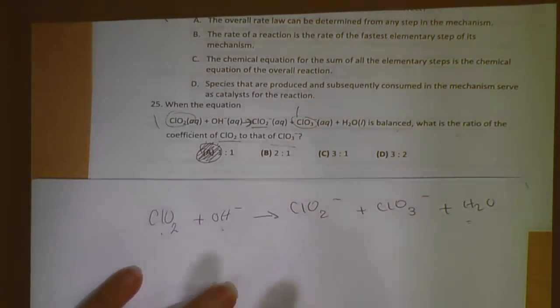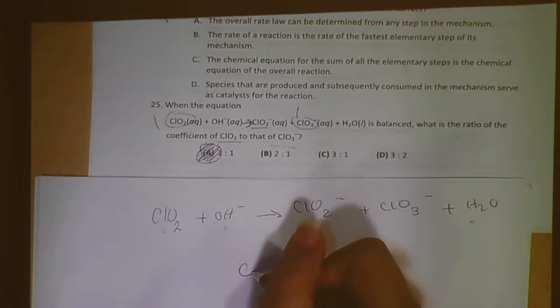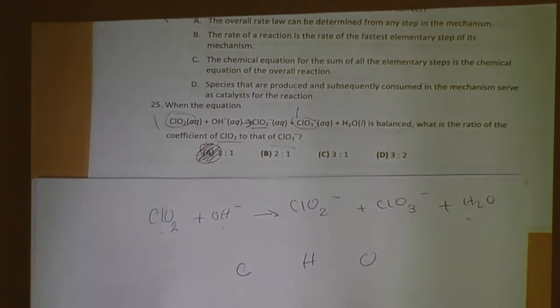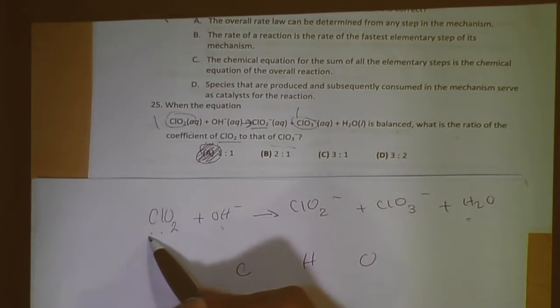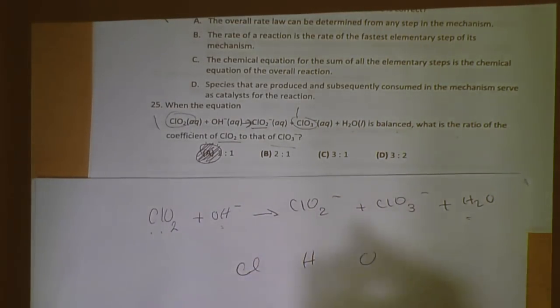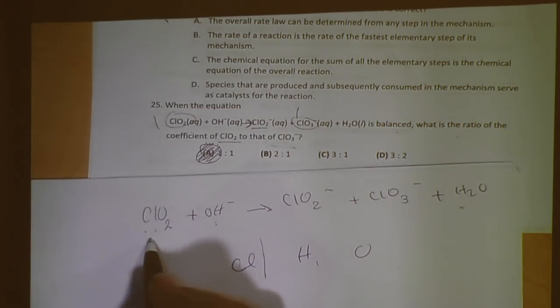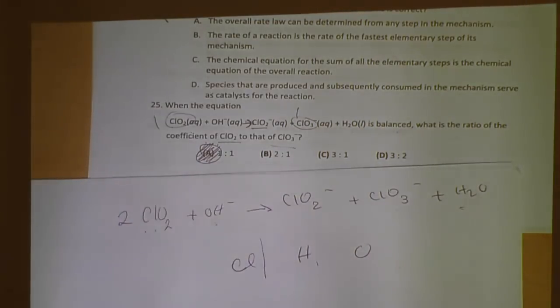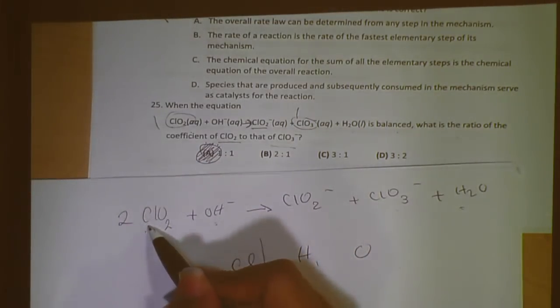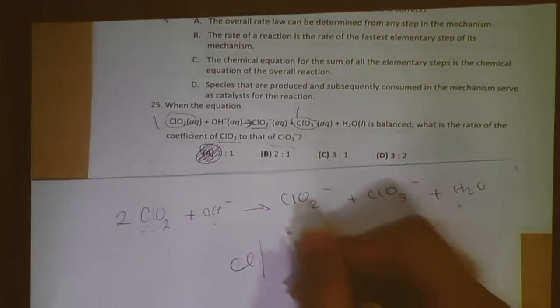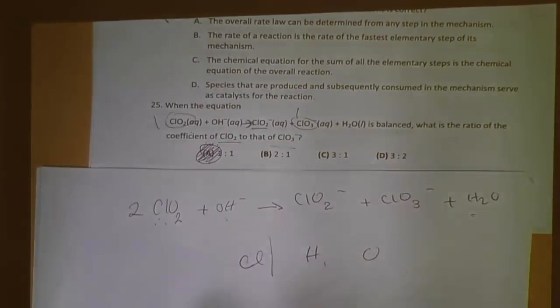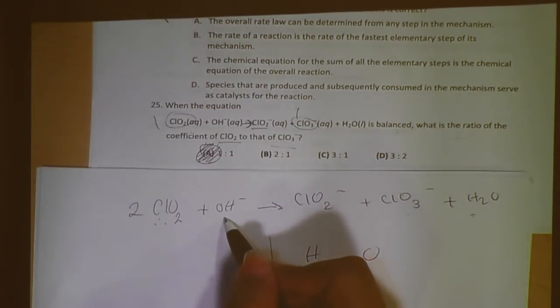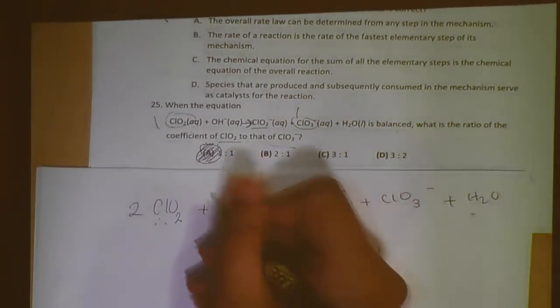Always O last. For these, when you balance, balance the Cl first, then the H, then the O. So whatever the element is, then the H, then the O. So here you have Cl. You have one here, you have two on this side. So you have to add a 2 here. Then you have two Cl's, one Cl, one Cl, so the Cl's are perfect. Then you do the H's before the O, because O's are on everything. You have one H here, you have two H's here, so you'd have to add a 2 here.